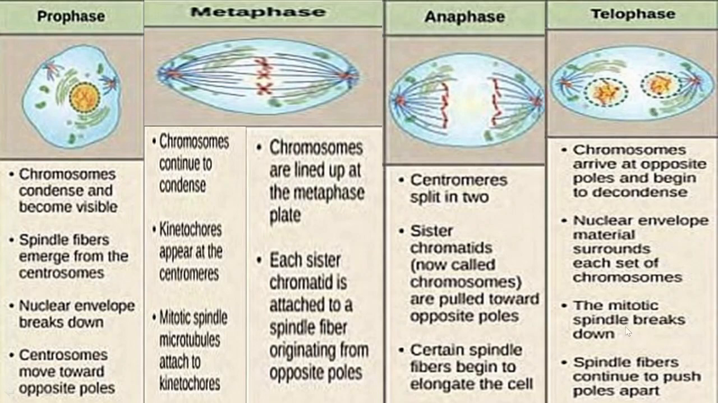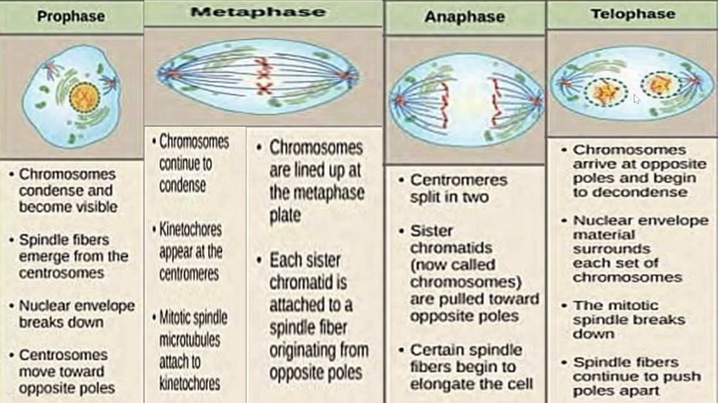The mitotic spindle breaks down. The spindle fiber will no more exist. Spindle fibers continue to push the poles apart. Now these two will move further towards the poles. So it completes your karyokinesis: prophase, metaphase, anaphase and telophase.